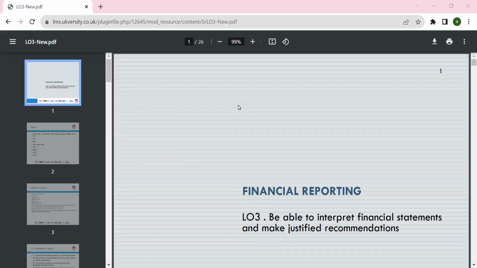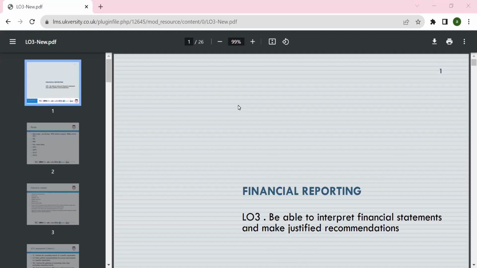Okay, welcome everyone. We'll start our lesson 3. Today's lesson will go through LO3. LO3 is the learning outcome 3. In this learning outcome we will go through how to interpret financial statements and make a justified recommendation.